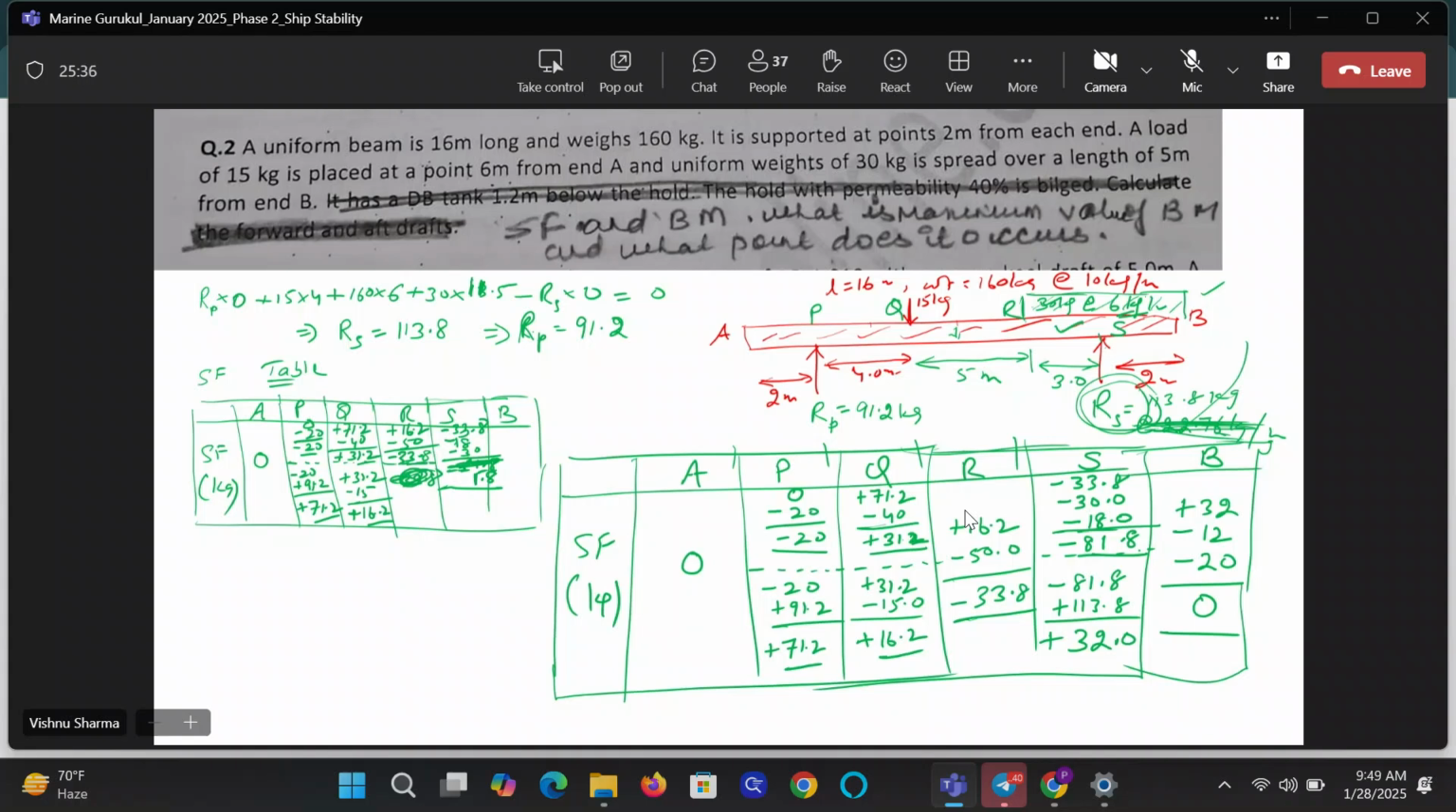Okay. Anybody else who has a doubt, since the question is on display, please let me know. Once the SF diagram is made, then by areas you get the BM diagram, right? Right, sir. Anybody in the class who wants any clarification before I continue?